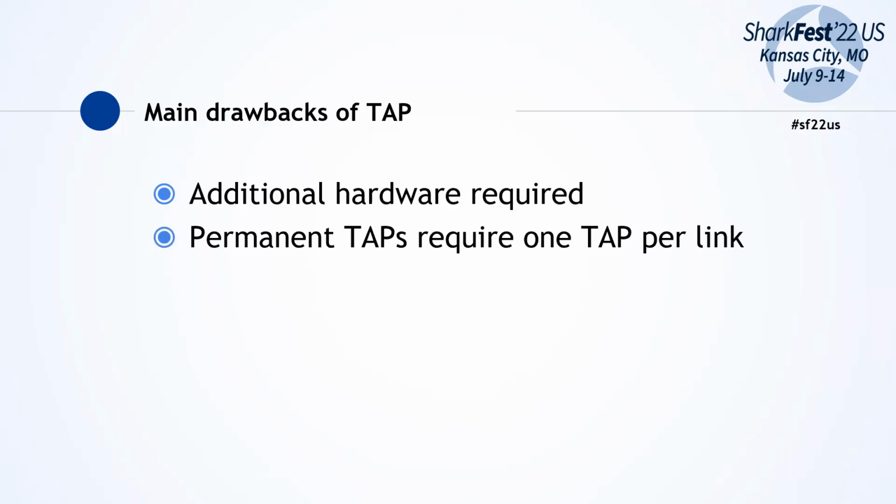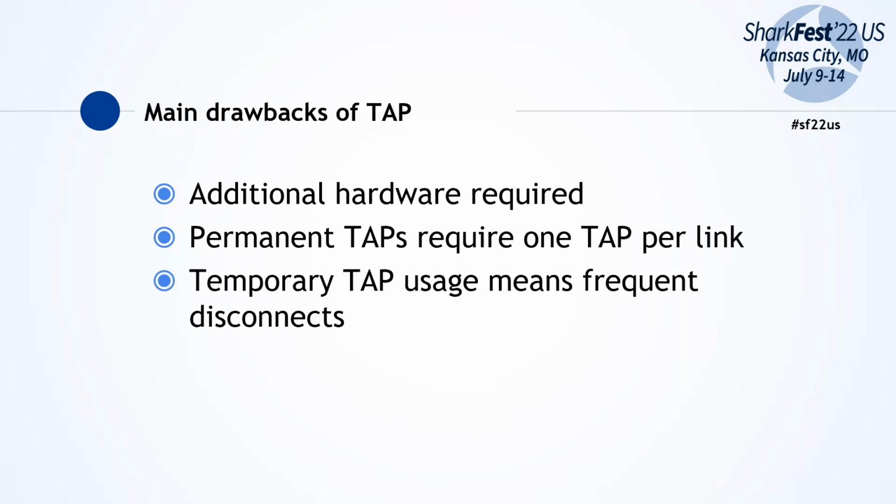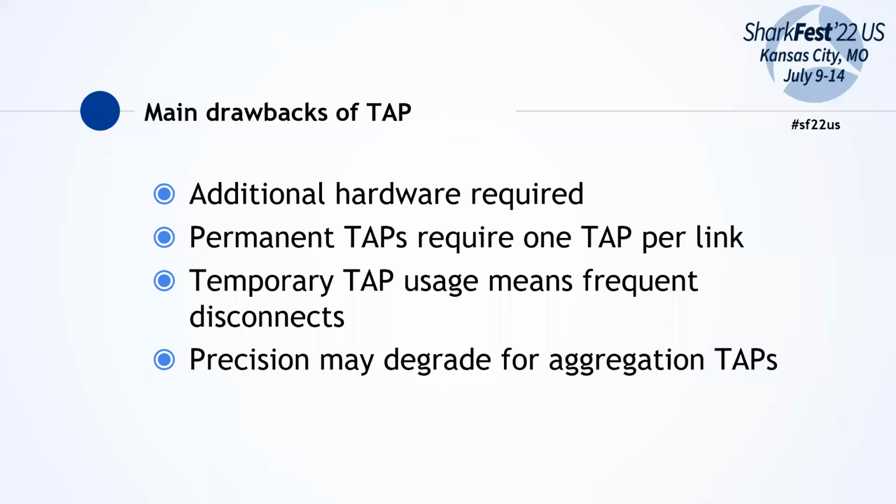Okay, permanent taps require one tap per link. This is some sort of the answer for the multi-link aggregation thing. You need to tap all of them. Temporary tap usage means frequent disconnects. You need to remove them all the time. That is not fun. And precision may degrade for aggregation taps. So if you use those, well, sometimes you need to know what your limits are.